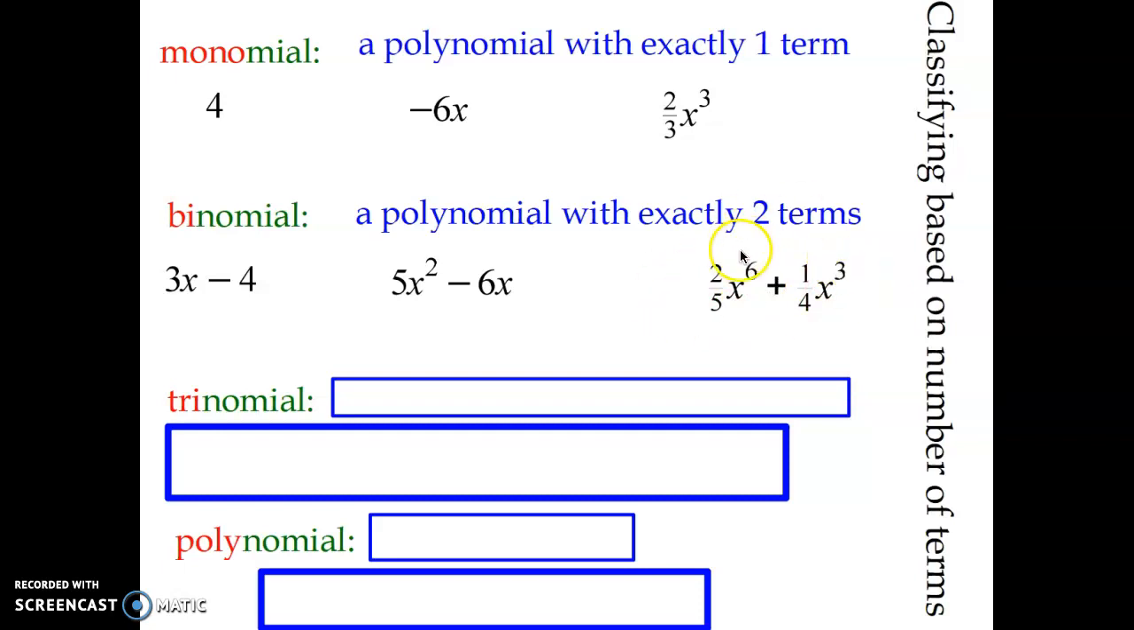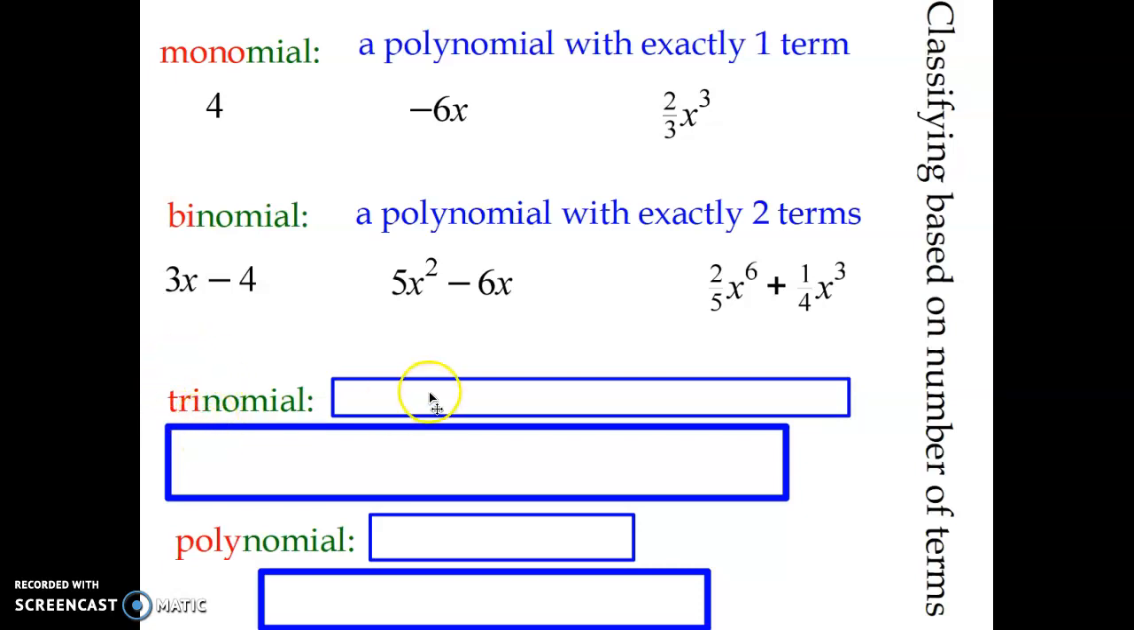And then here's another binomial. This one looks a lot more complicated because it's got fractions and it's got higher exponents, but it's still one term added together. So that makes it a binomial, 2 terms that are added together. All right, trinomial. Again, I bet you guys can figure this out.